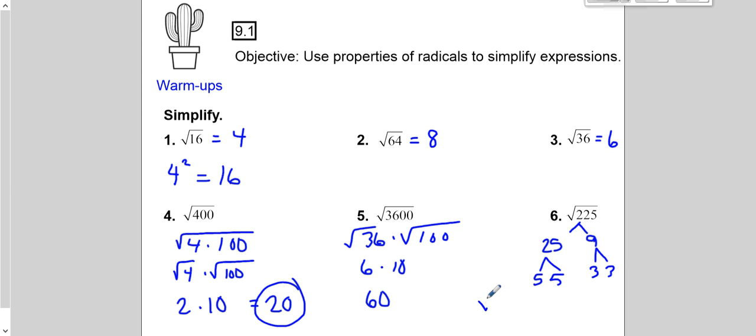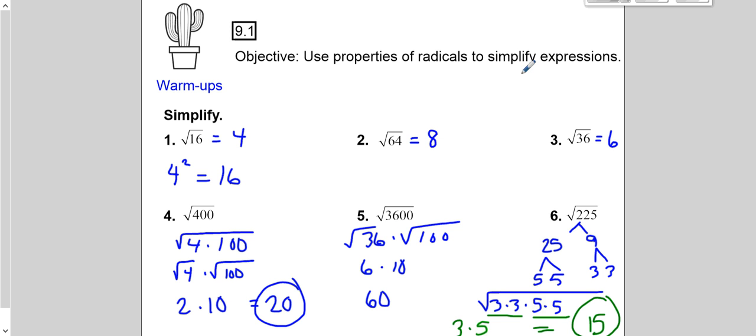So we can now look at this as the square root of 3 times 3 times 5 times 5. And when we find the square root, we can pop out the pairs. Every time we have a pair of the same factor, we get 1 on the outside. Because 3 times 3 is 9, the square root of 9 is 3. So 2 3's underneath the radical become 1 3 on the outside. 5 times 5 is 25, so this pair of 5s becomes 1 5 on the outside. Final answer, 3 times 5 is 15.